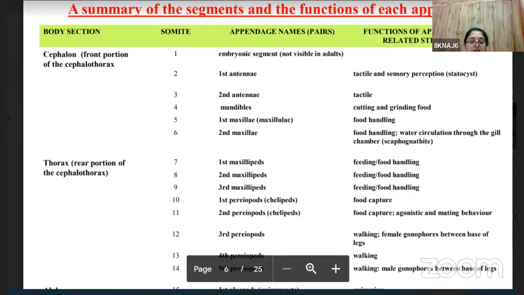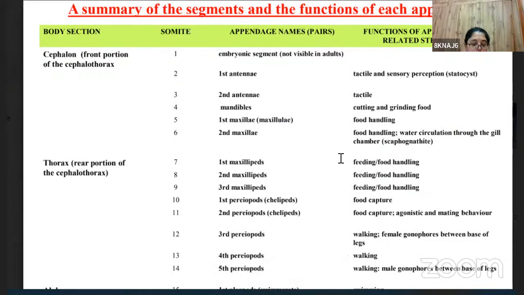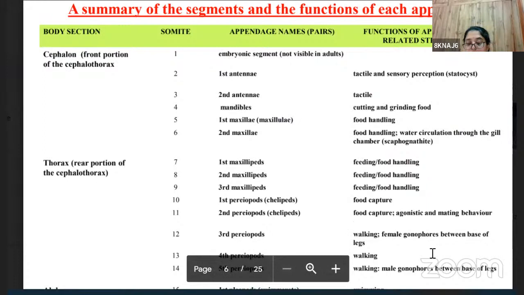When it comes to appendages, you have quite a number. Please follow the textbook, page number 202, where you can see the different kinds of appendages. Around 19 pairs of appendages are present, of which 13 pairs are cephalothoracic and 6 pairs are abdominal. The cephalothoracic appendages are cephalic, 5 pairs, and thoracic, 8 pairs.